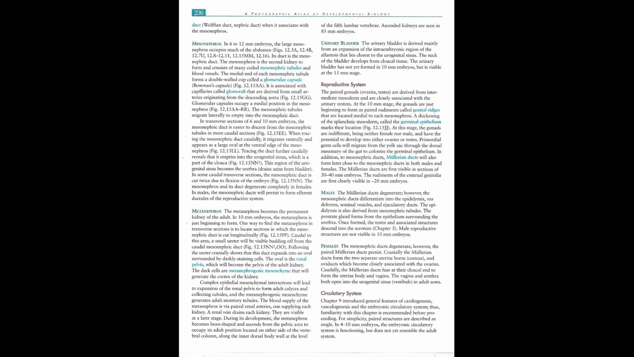Urinary bladder. The urinary bladder is derived mainly from an expansion of the intraembryonic region of the allantois that lies closest to the urogenital sinus. The neck of the bladder develops from cloaca tissue. The urinary bladder has not yet formed in 10 mm embryos, but is visible at the 15 mm stage.